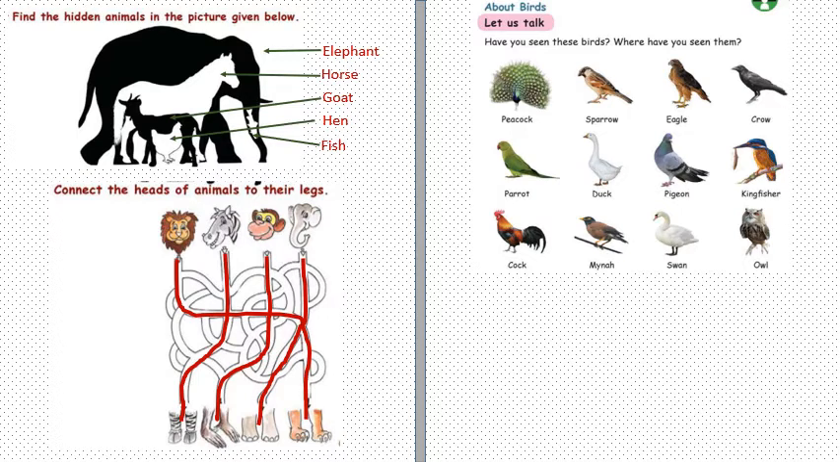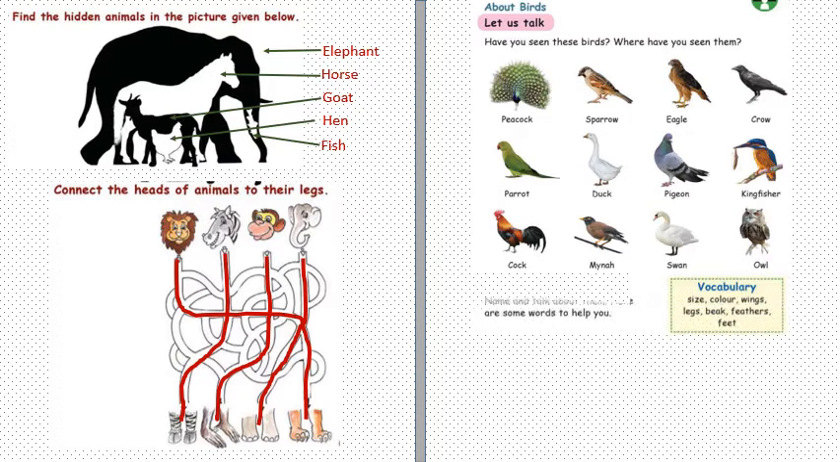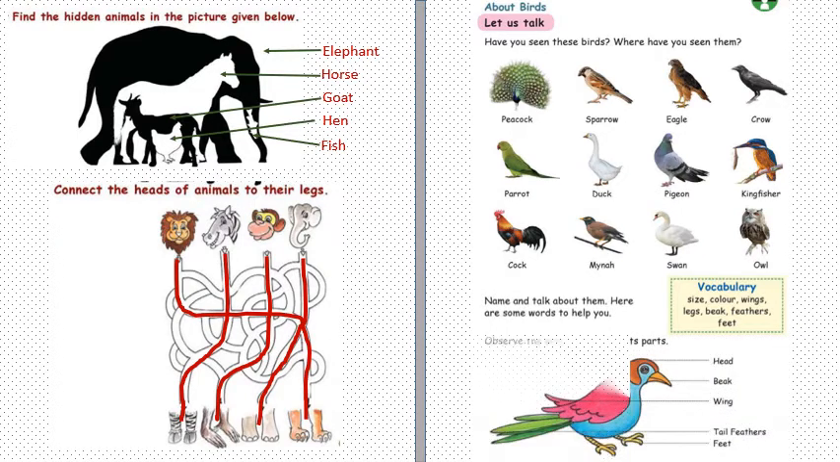Here again there are a lot of birds. Ask your child which bird they can name and identify. So peacock, sparrow, eagle, crow, parrot, duck, pigeon, kingfisher, cock or rooster, myna, swan and owl. Now, to describe these birds, again we can use this vocabulary like size, color, wings, legs, beak, feathers and feet.